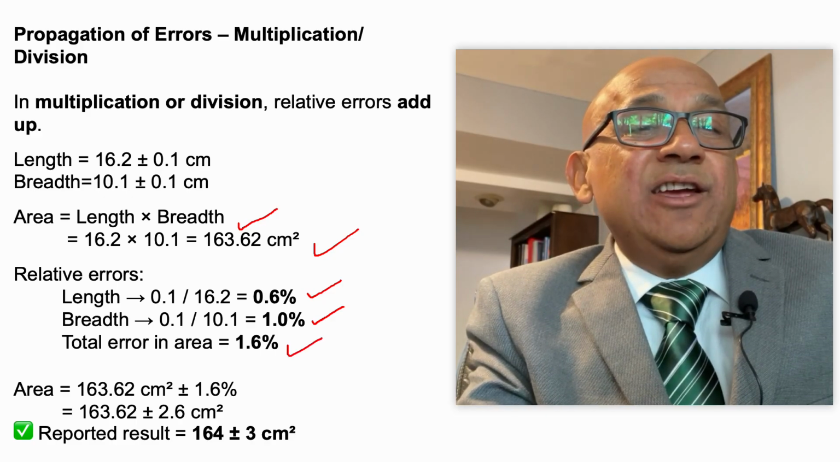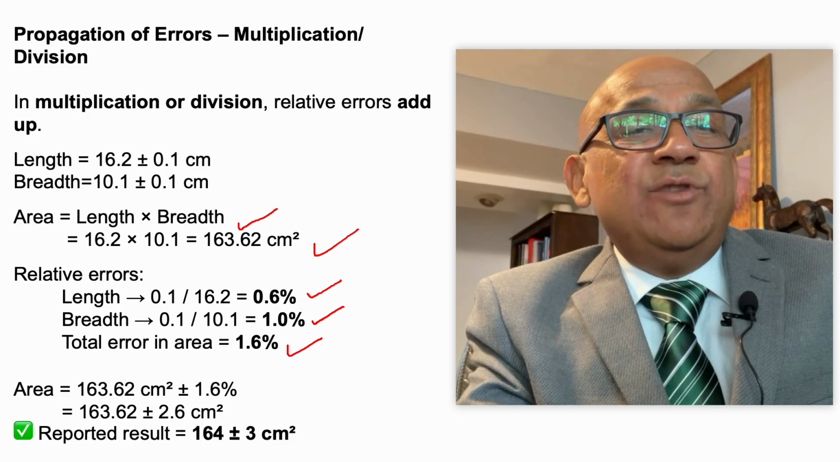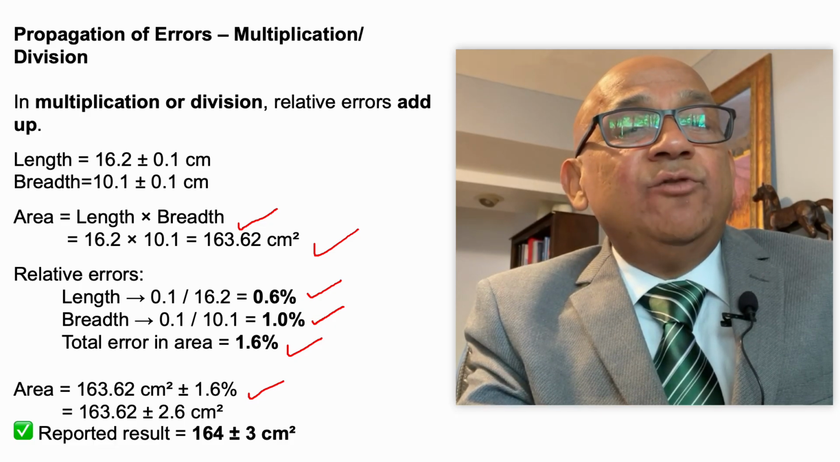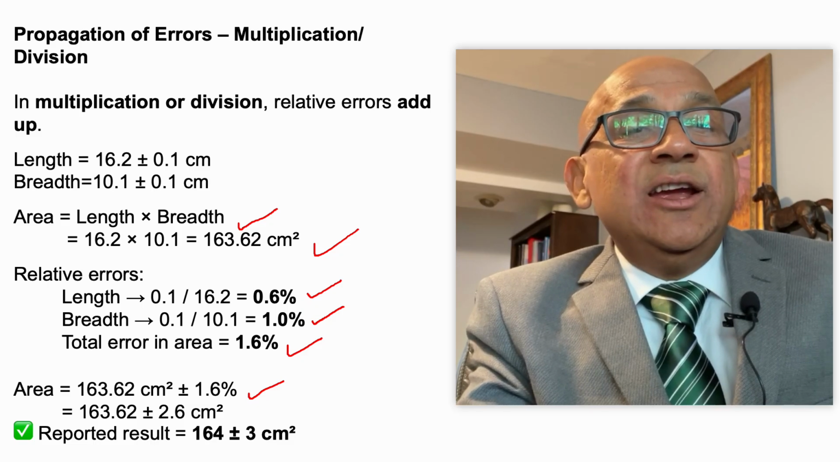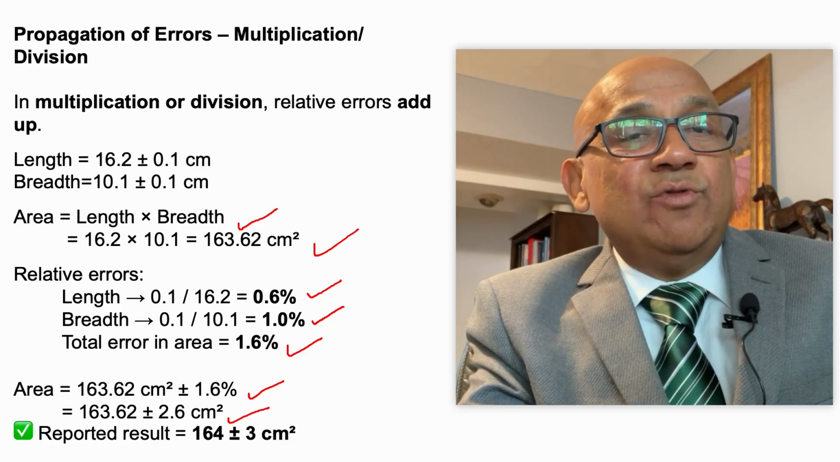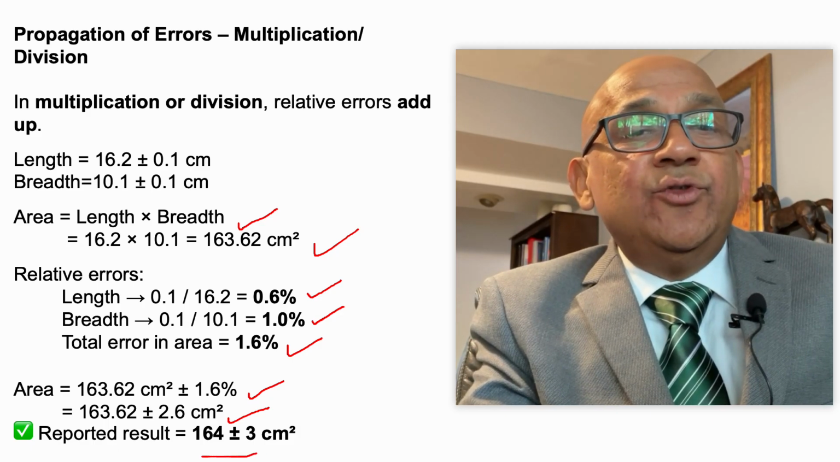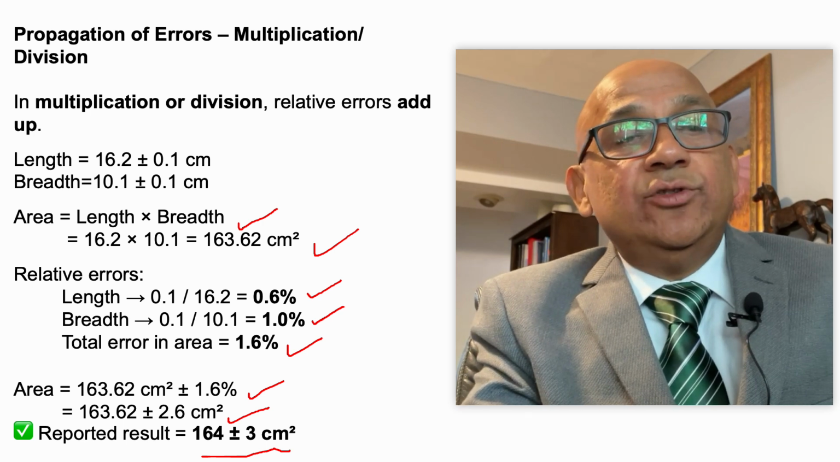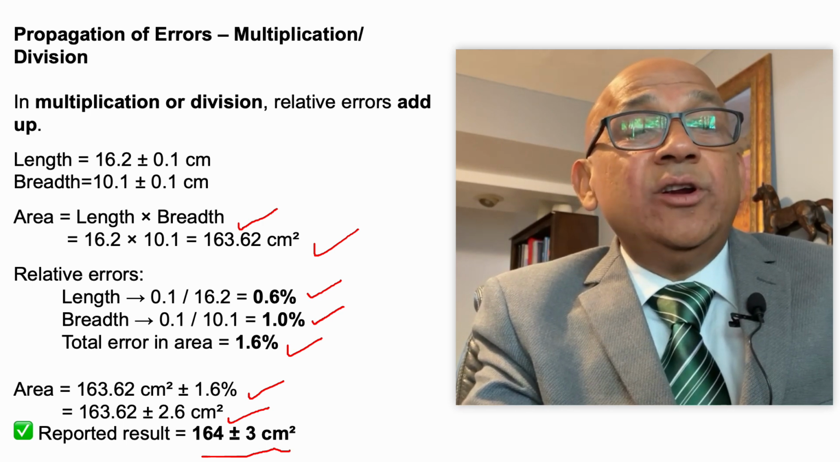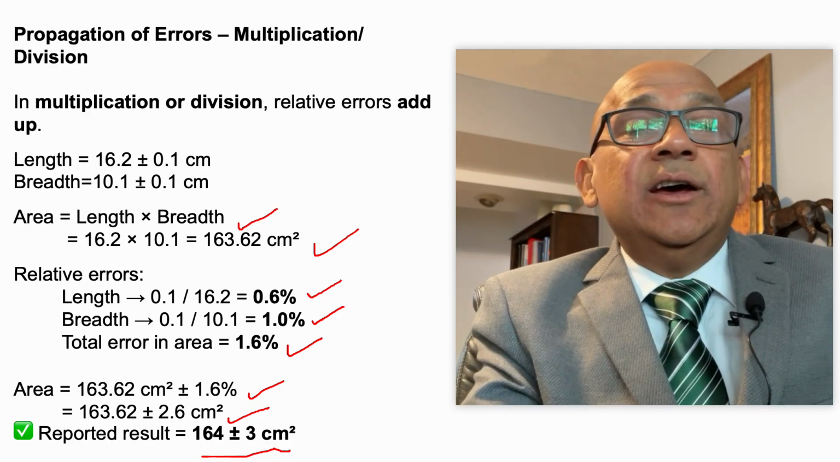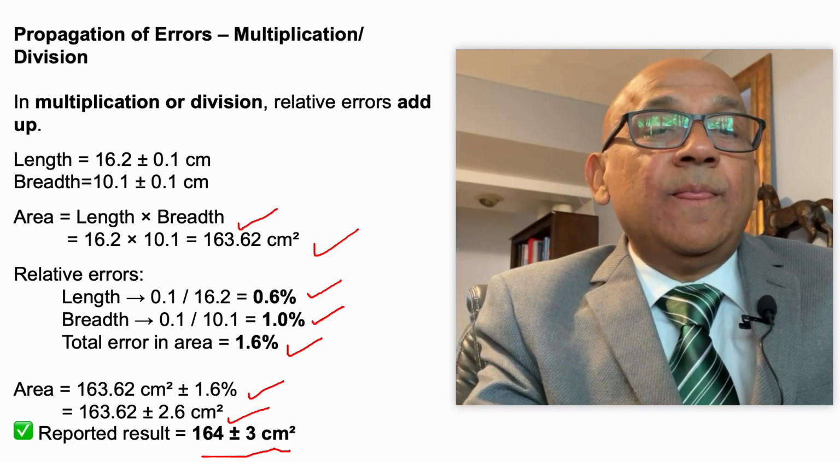So, the area can be written as 163.62 centimeter square plus minus 1.6%. And now, if you convert this 1.6% into the real number, it is 2.6 centimeter square. Now, if you have to report it, you should report something like this: 164 plus minus 3 centimeter square. So, this is the right way to report your results, which are obtained after multiplication of experimentally measured numbers.